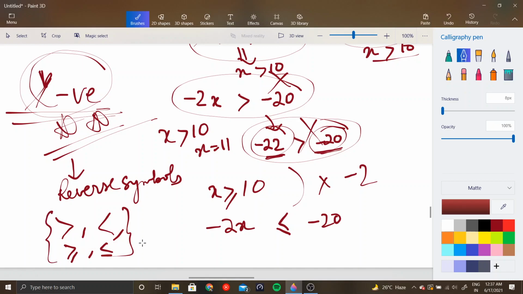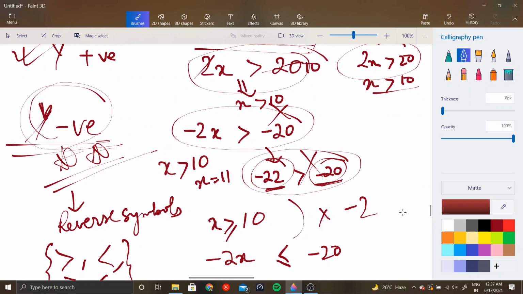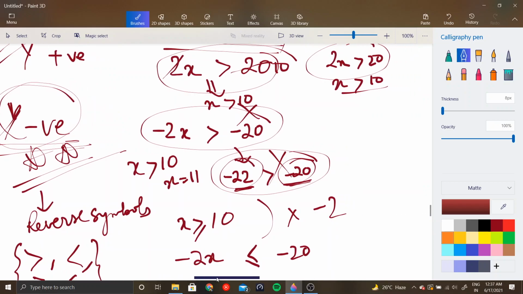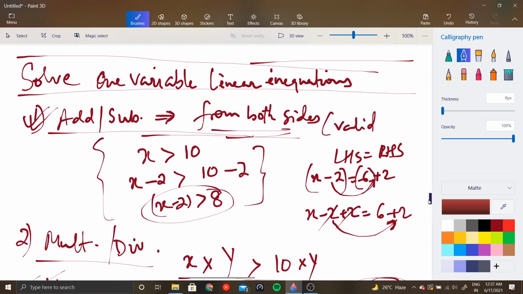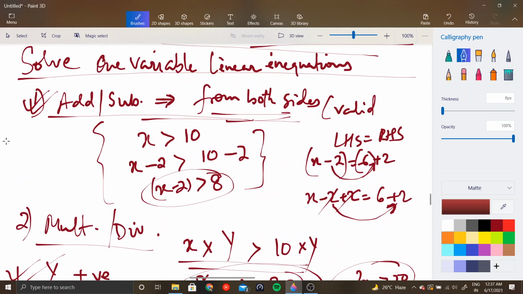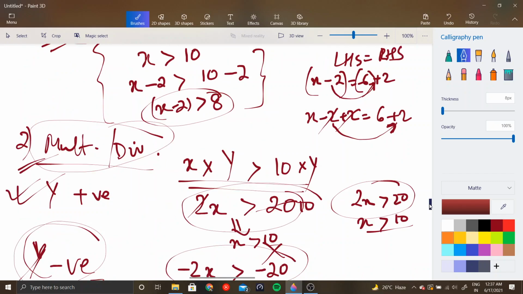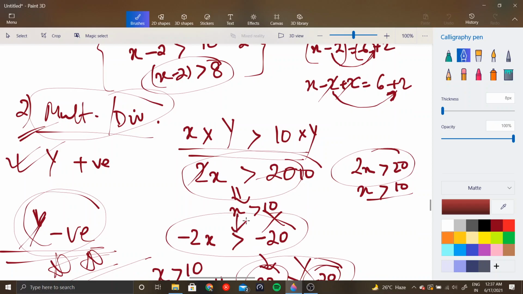With that said and done, these are all the concepts that you need to know about solving one linear equation. Now, once the background is set, you know how algebra works, right? Addition and subtraction, multiplication and division. Addition, subtraction, no change. Multiplication, division by a positive number, no change. A negative number just reverses the symbols of inequalities. Okay. Now, what is the procedure?